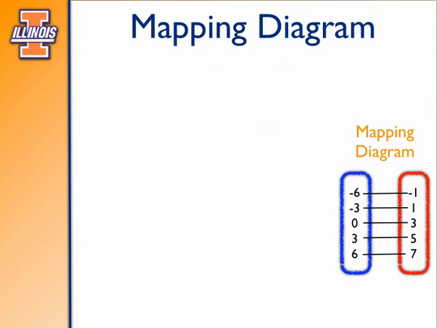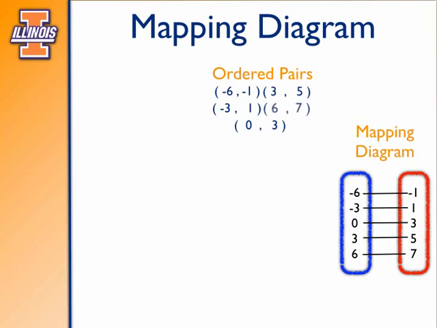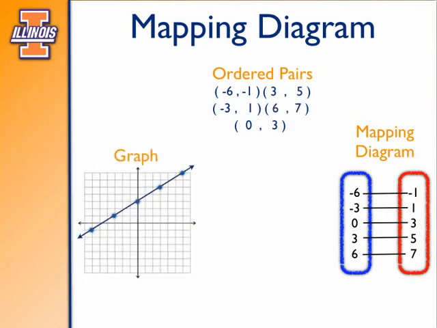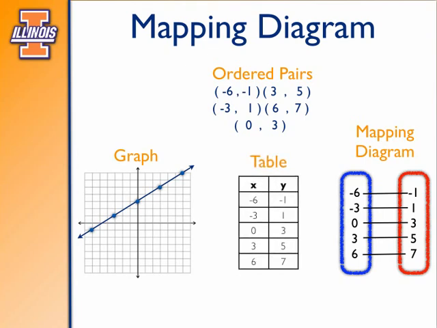And finally, let's start off with a mapping diagram. I want to take that and create ordered pairs. I take each set of numbers that are connected together from my x and my y and I create my ordered pairs. So -6 goes with -1, -3 with +1, 0 with 3, 3 with 5, and 6 with 7. Now the rest is easy. I take my ordered pairs, I create my graph, and my table.